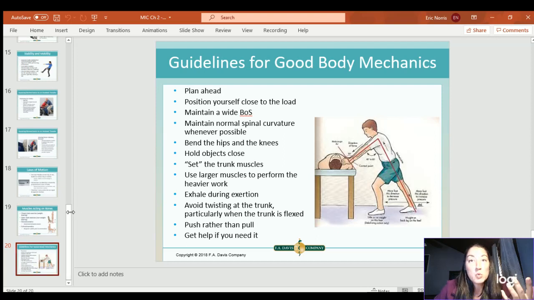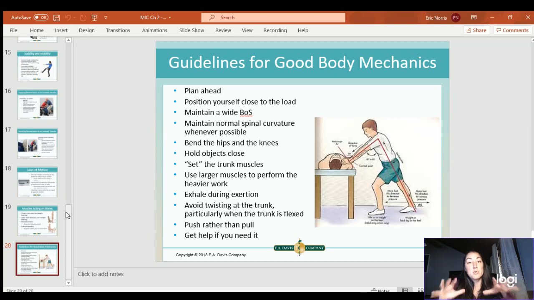Okay, so a few quick guidelines for your good body mechanics. We will practice these in lab. Plan ahead, so figure out how am I going to move the patient, where I'm going to move them towards, how should I stagger my legs so that I can turn towards the right direction. Position yourself close to the load. Always bring it close to your body. It will have a shorter moment arm and therefore less torque or stress on your body.